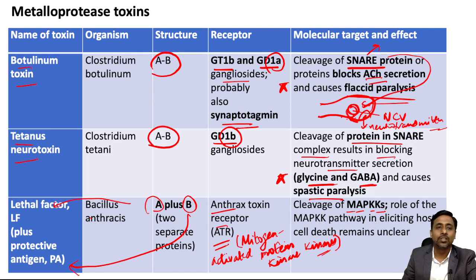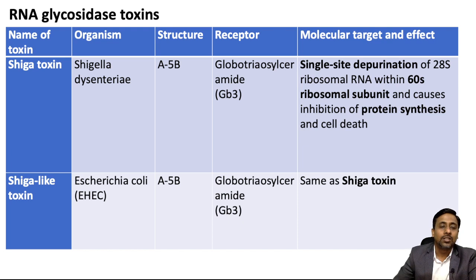Okay, so these are the metalloprotease toxins. Now coming to the RNA glycosidase toxins. This includes two toxins: one is Shiga toxin and another is Shiga-like toxin. Shiga toxin is produced by Shigella dysenteriae, and its structure is similar to that of cholera toxin or heat labile toxin, that is composed of one A subunit and 5 B subunits. And the receptor is globotriaosylceramide, in short Gb3. Okay, and how will it act?